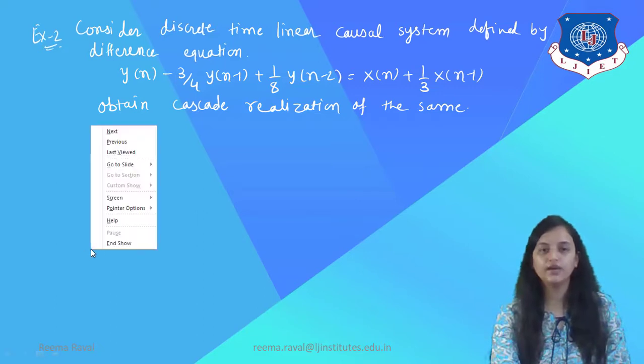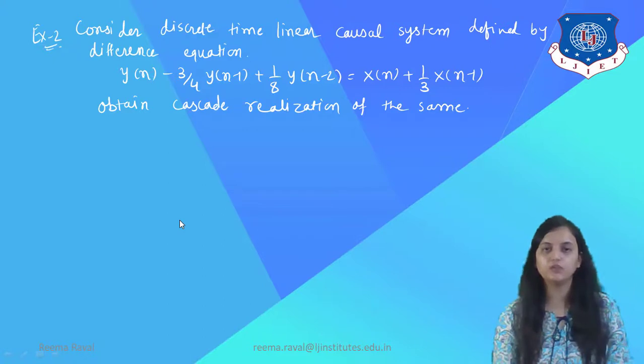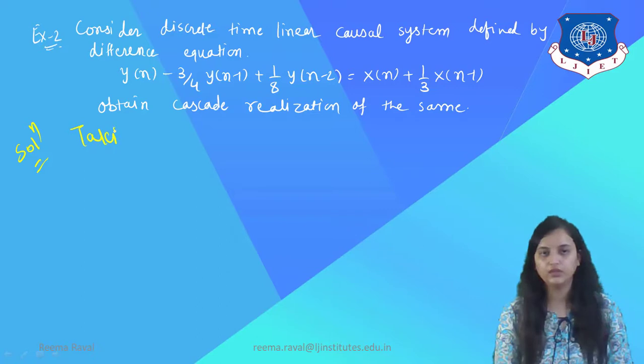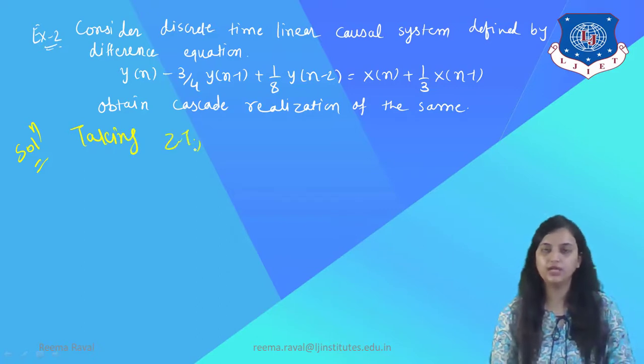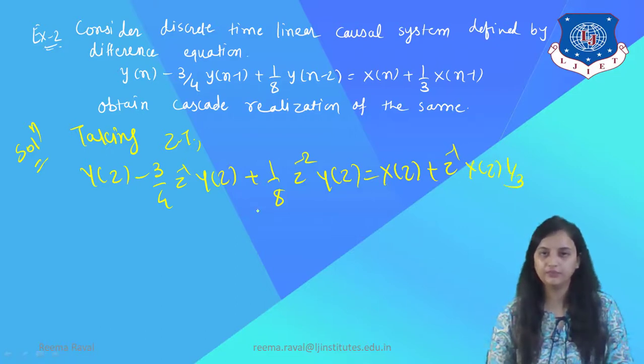So as we always do, we need to first find the difference equation in terms of z. So let us take the z transform. Taking the z transform of the difference equation, we will get Y of z minus 3 by 4 z inverse Y of z plus 1 by 8 z raised to minus 2 Y of z, that is equal to X of z plus z inverse X of z into 1 by 3.